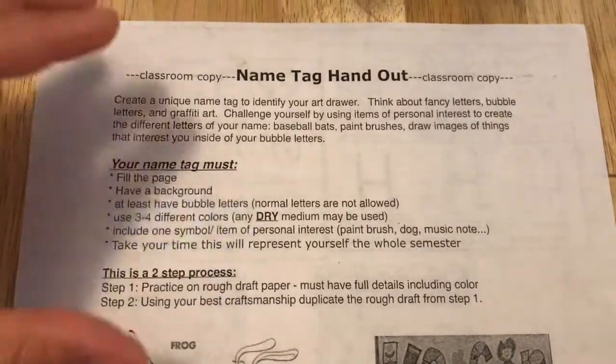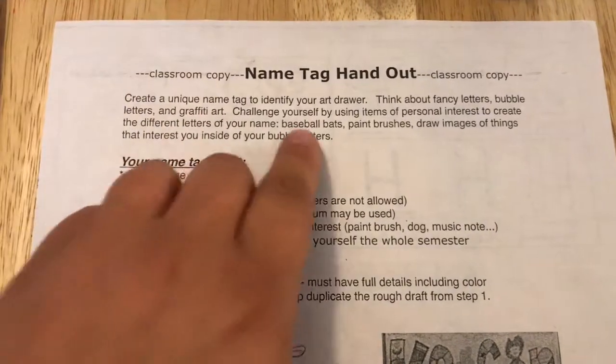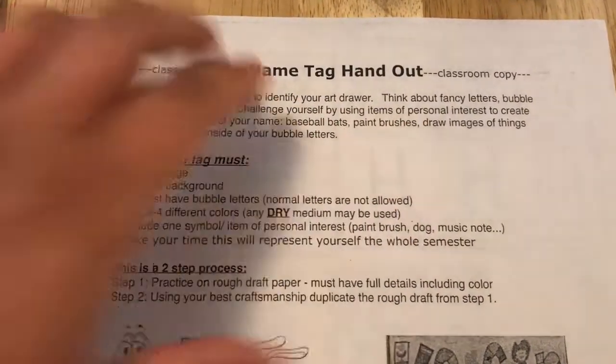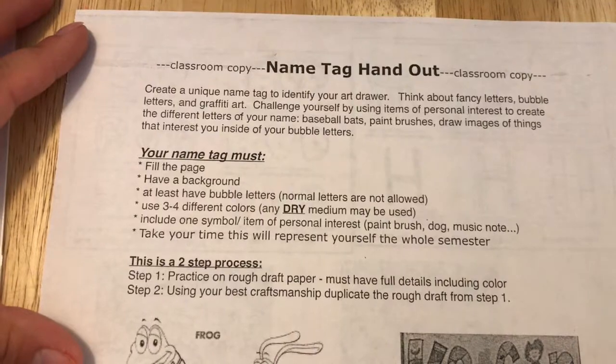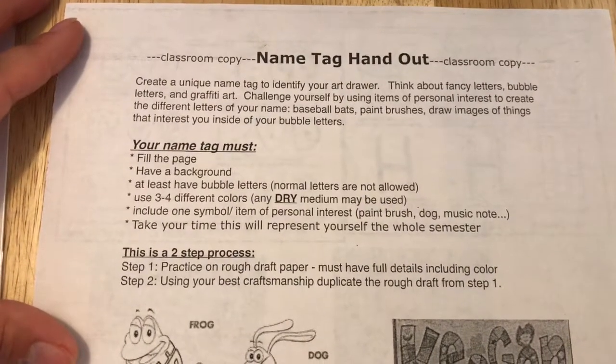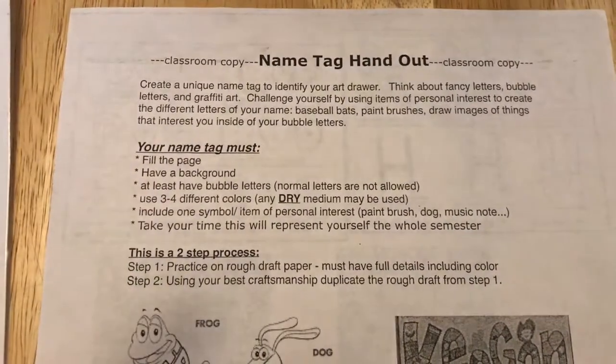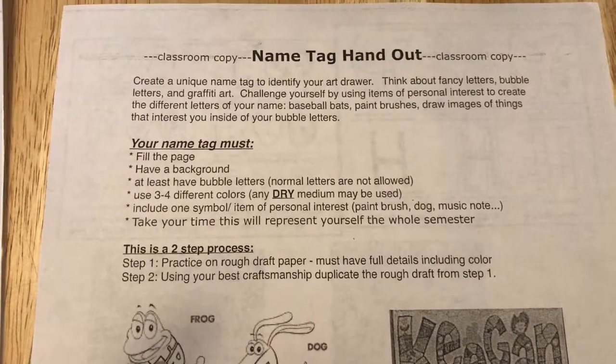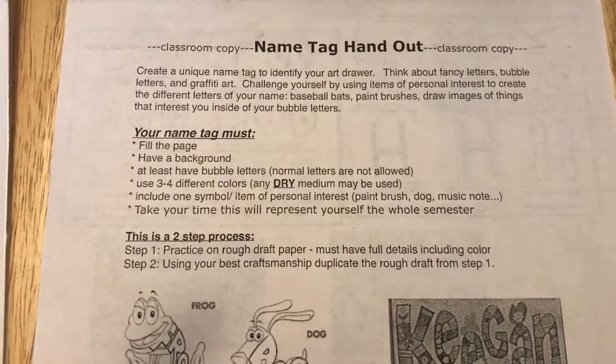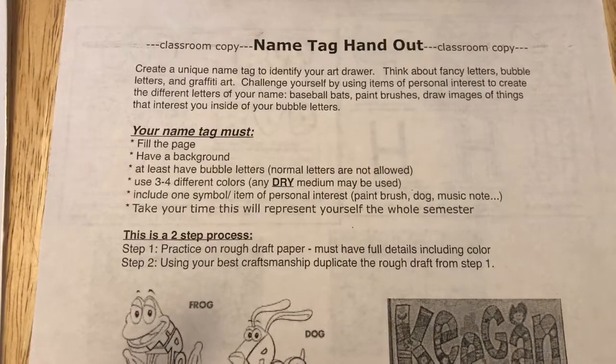Today we're going to create a name tag to identify our art drawer. I want you to think about fancy letters, bubble letters, and graffiti art. Challenge yourself by using items of personal interest to create the different letters of your name. Baseball bats, paintbrushes. Draw images of things that interest you inside of your bubble letters.